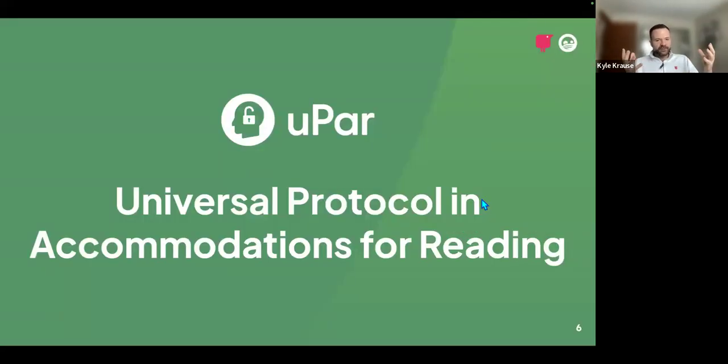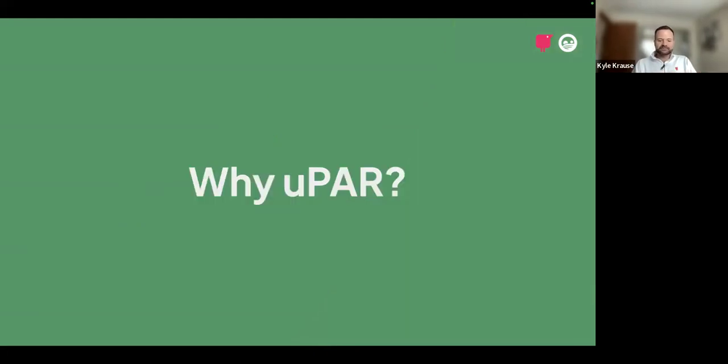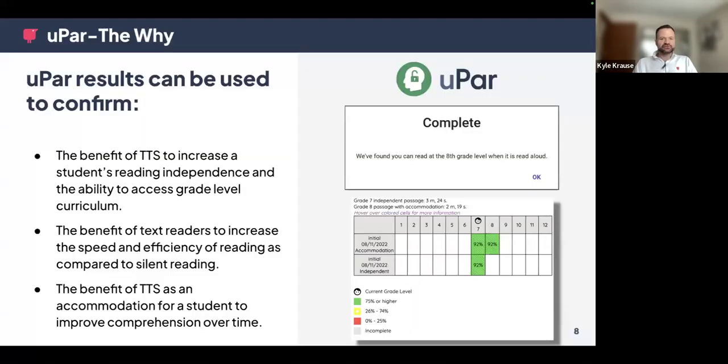So uPar, I always say, stands for the Universal Protocol and Accommodations for Reading. And we're first going to tackle some of those 3 benefits, what I call the why of uPar and why uPar can be so beneficial for students. So uPar results can be really used to confirm 3 things. The first being the benefit of text-to-speech, so TTS, to increase a student's reading independence and their ability to access grade level curriculum. So what do we mean by students' reading independence?